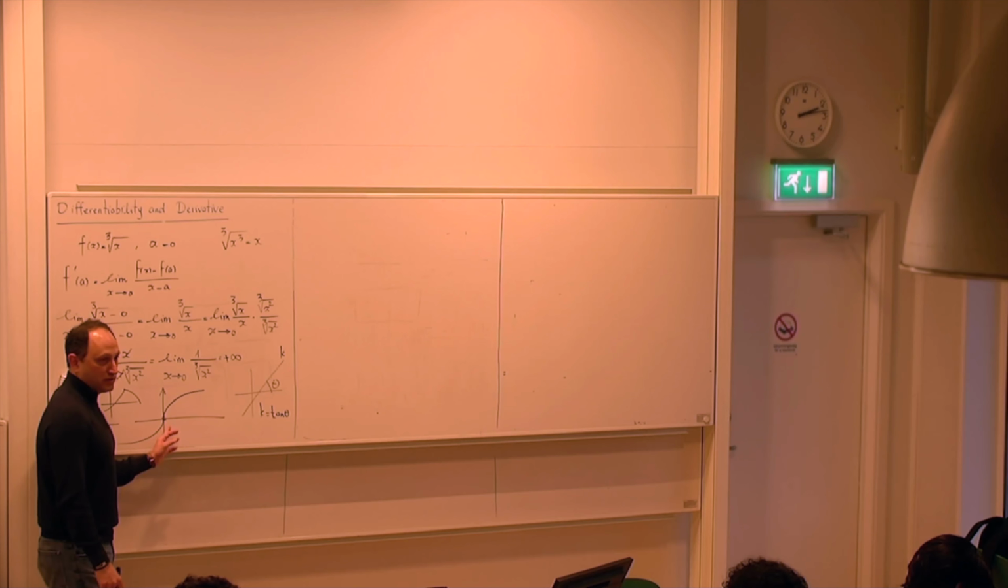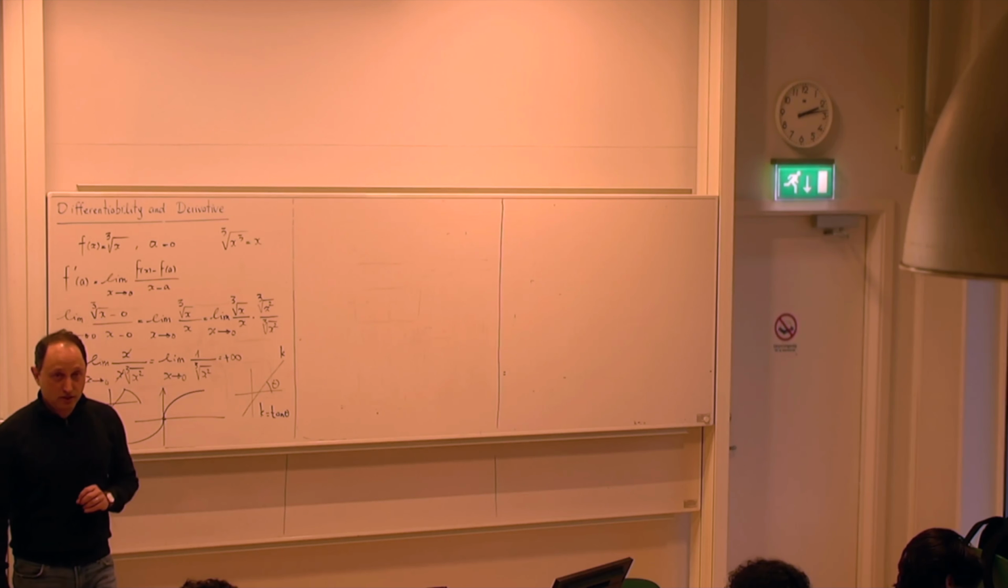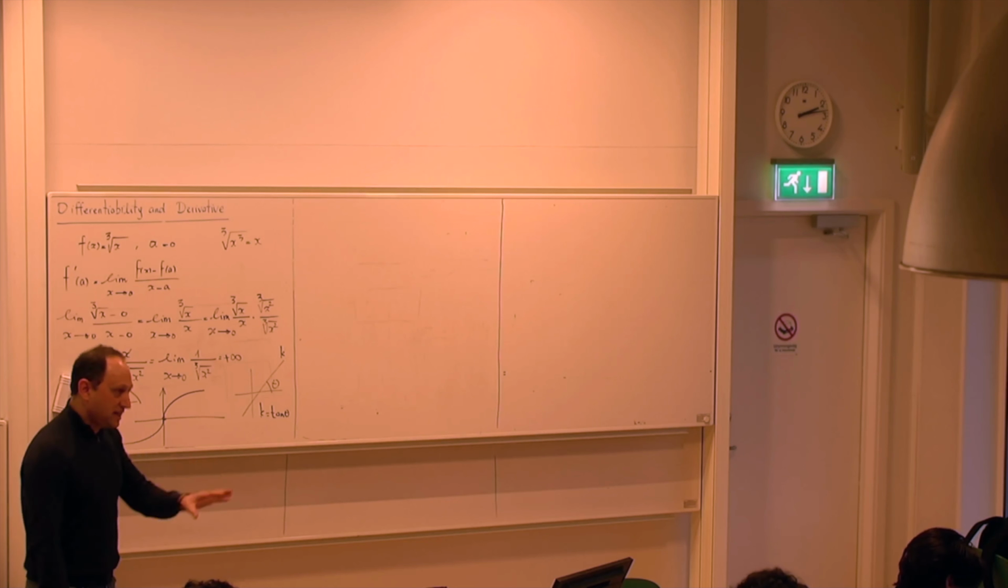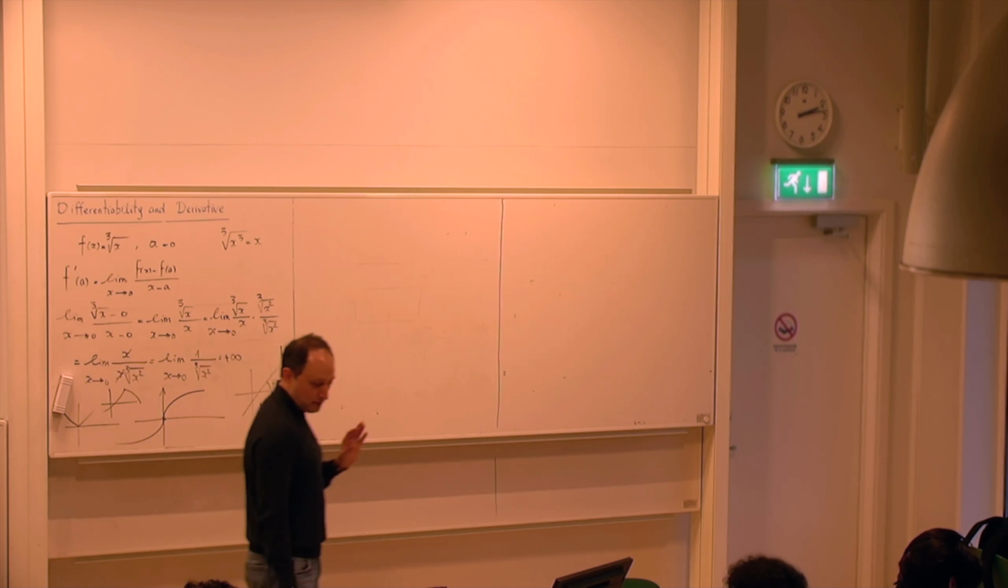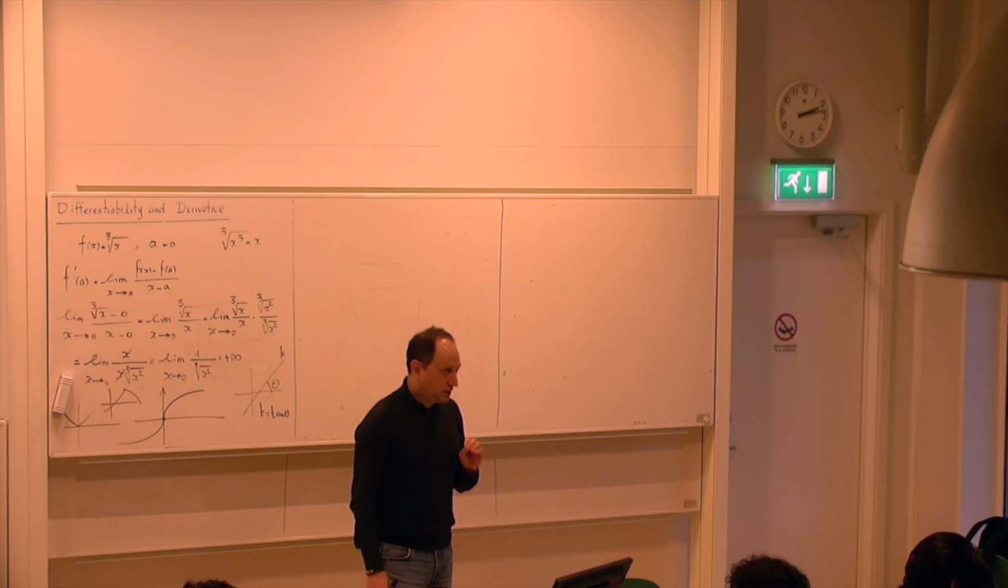Now, what is that? Vertical. If the tangent line exists but it is vertical, it's already an indication that the function is not differentiable. And the last category is at the points where the function is not continuous.